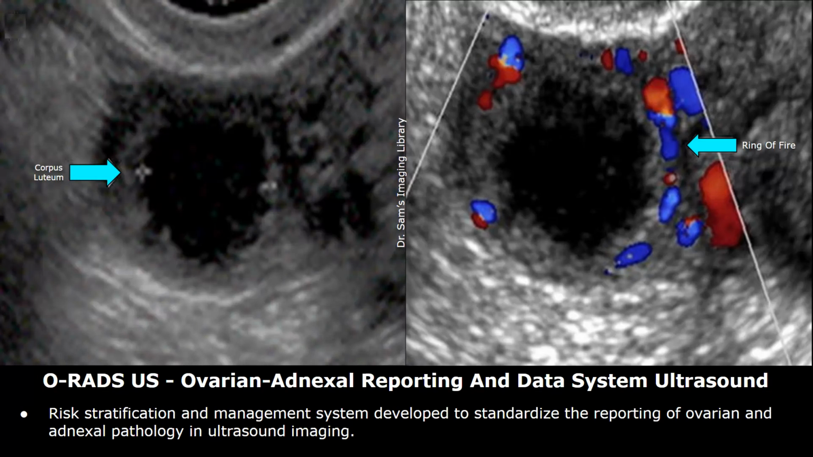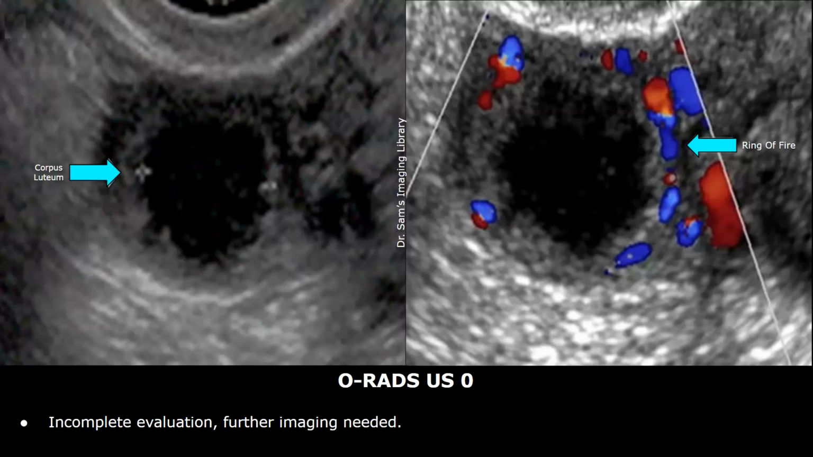Ovarian-Adnexal reporting and data system ultrasound, or O-RADS US, is a system designed to classify ovarian and adnexal pathologies in ultrasound imaging. This system makes it easier to classify ovarian pathologies as benign or malignant. There are 6 categories in O-RADS, starting from 0 up till 5.